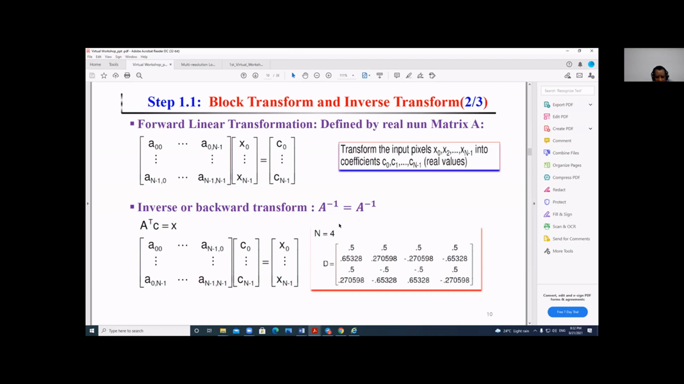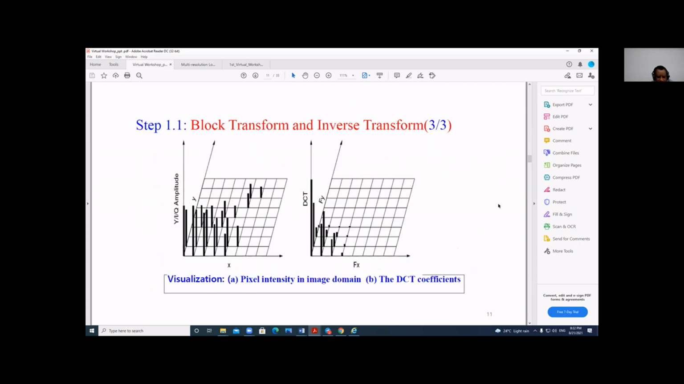For example, if n is 4, you will have such type of matrix. Now this matrix is fixed for any types of image, so it is not adaptive. We can visualize it like this: in a 2D plane, at each pixel location, the height gives you the intensity value. The higher the height means 255 or 230, like that.